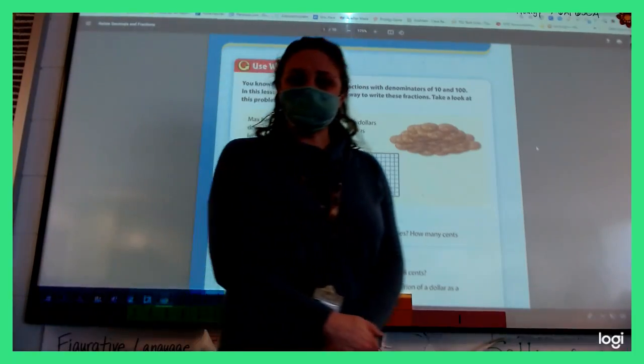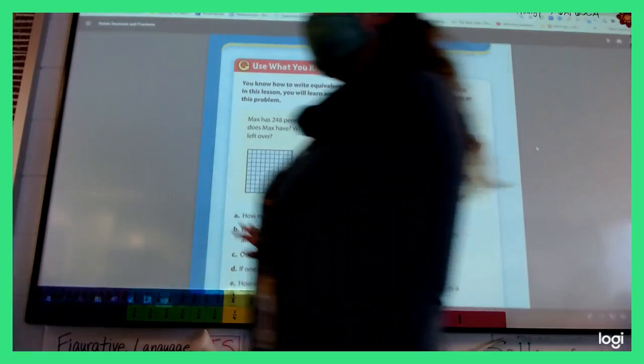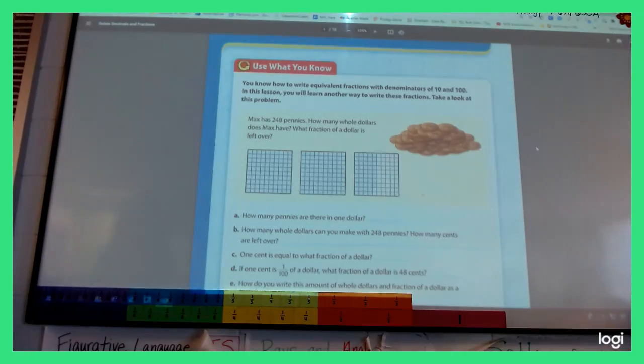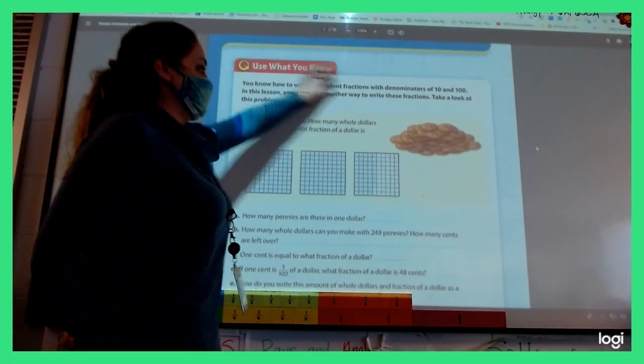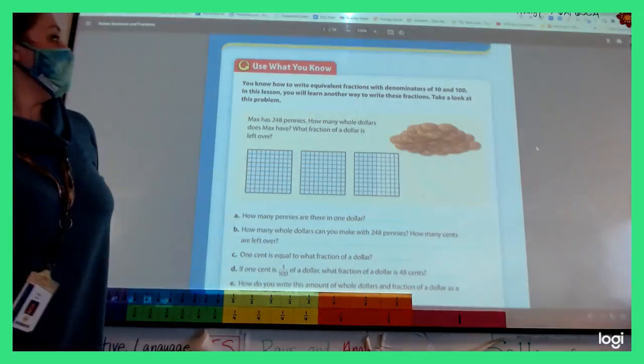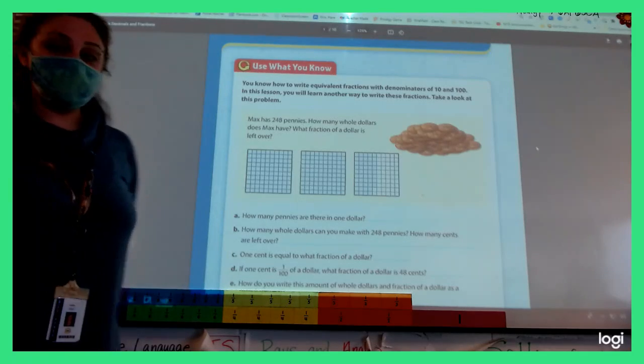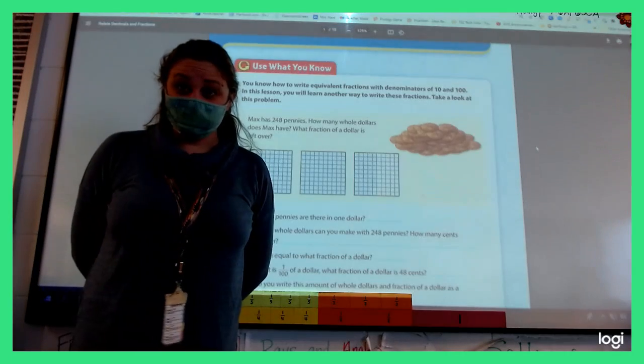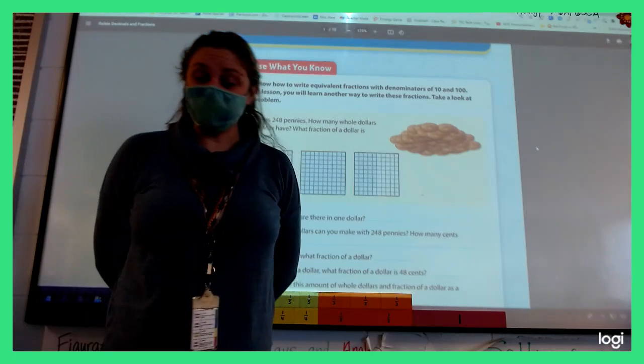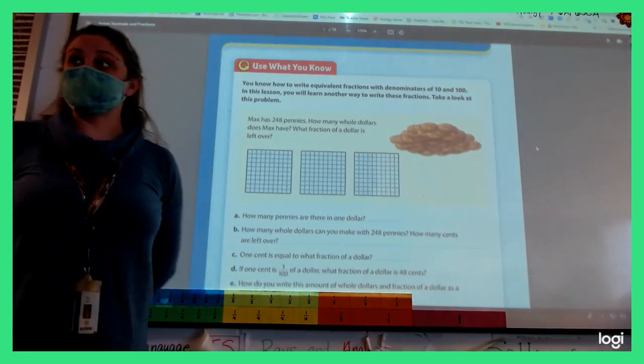All right, welcome back to math today. You should be on page 234 looking at this pile of pennies. All right, those of you at home, today we are going to start using fractions to help us understand decimals. And decimals we know are like the change on a dollar.